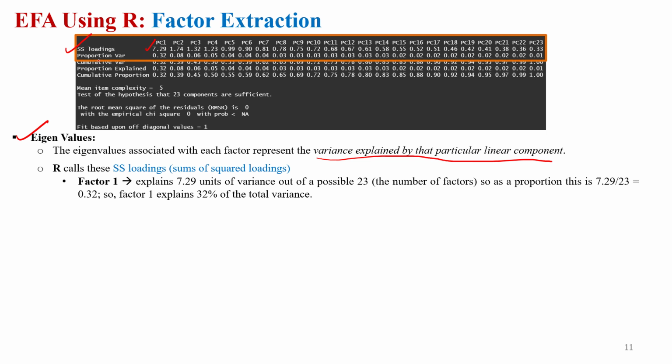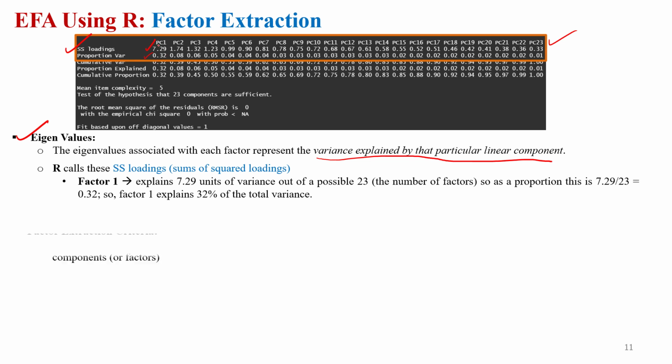So in terms of proportion, that is 7.29 divided by the number of factors. Basically these are the 23 factors, or you can say components. So that means 32% of the variation this particular factor is able to explain.